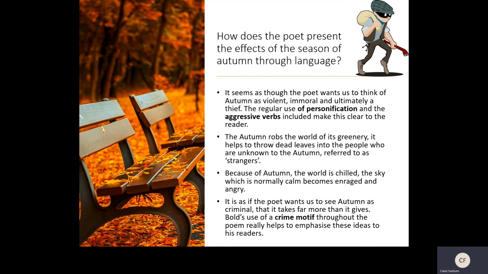It is as if the poet wants us to see autumn as a criminal, that it takes far more than it gives. So the poet's use of crime motif throughout the poem really helps to emphasize these ideas to his readers. So there's just a few ideas of how you can go about writing your answers. Try to include a few more quotations though and references to the text.